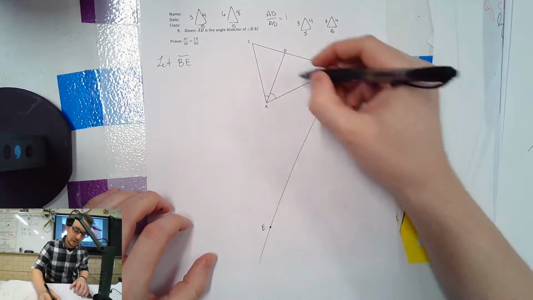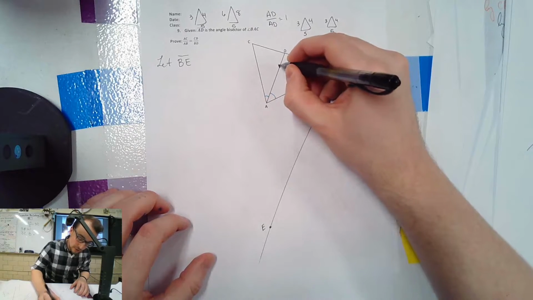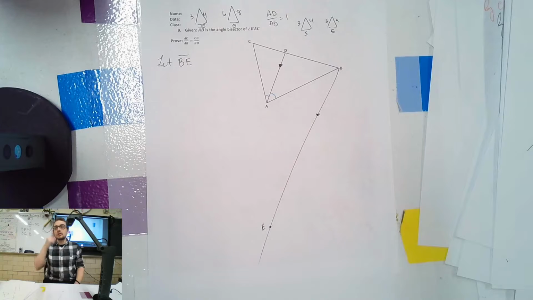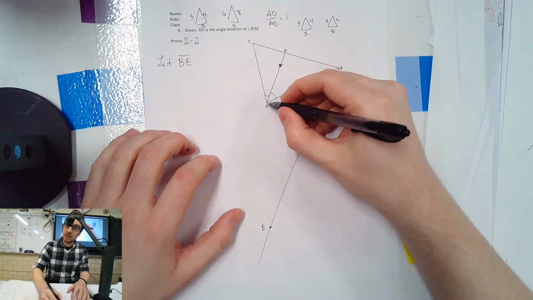We're going to say these are parallel. So says me. We can do that, right? We can create a parallel line wherever we want. So those are parallel. I'm also going to extend this side.